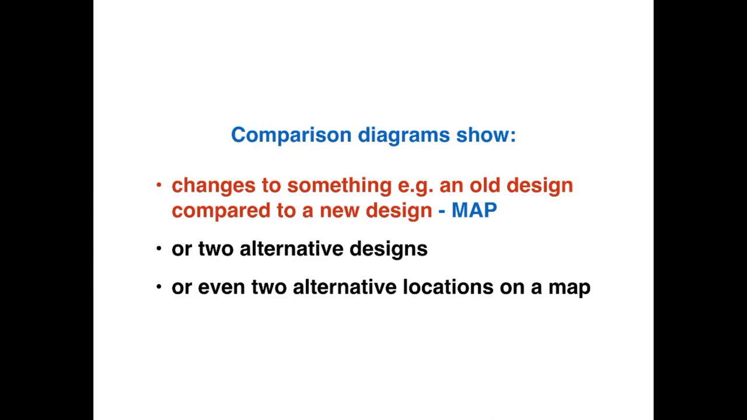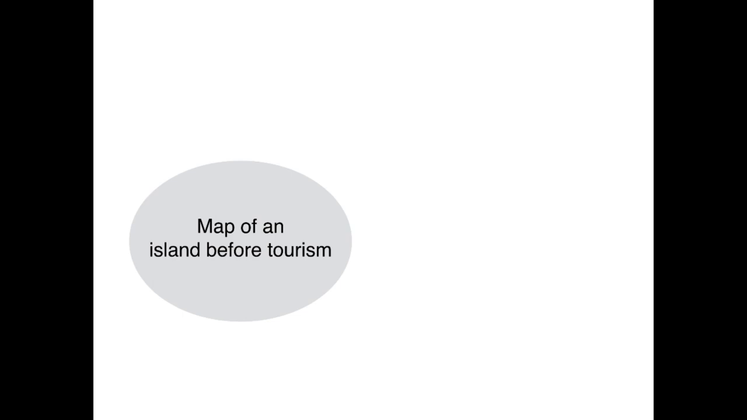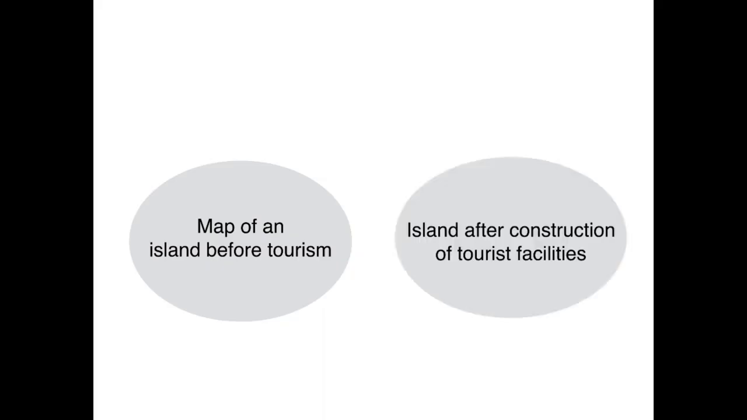Looking back at the types then, we'll stay on the first type because you can also have a map that shows changes to a design. There's a good question in Cambridge IELTS Book 9 showing an island. So this is a quick example of what that question looks like. You see a map of an island before tourism, and next to it you'll see another map which is the same island after construction of tourist facilities.